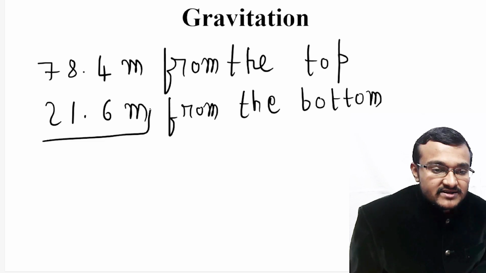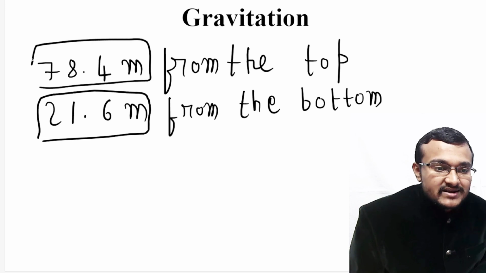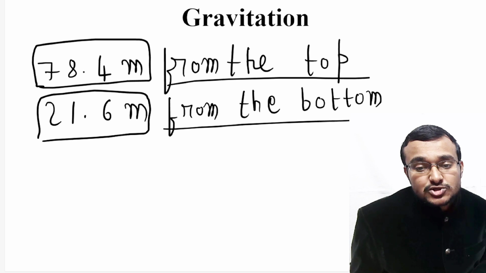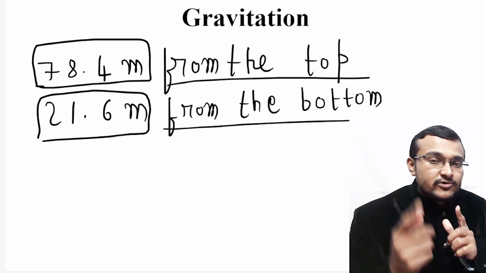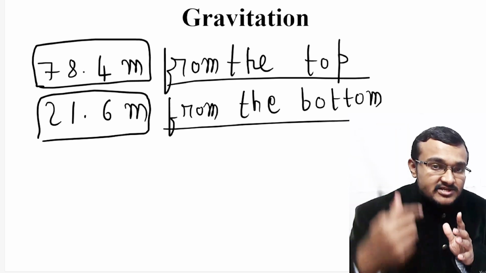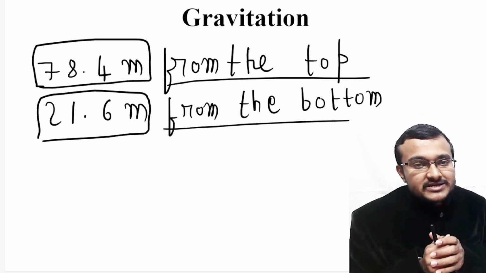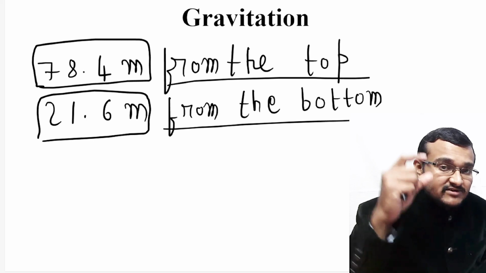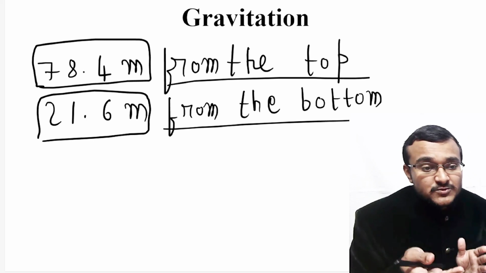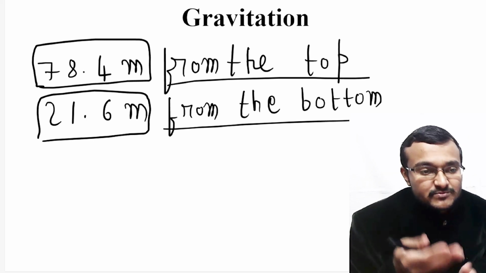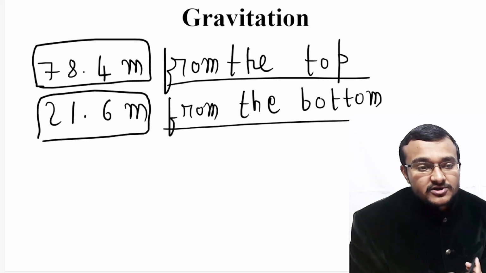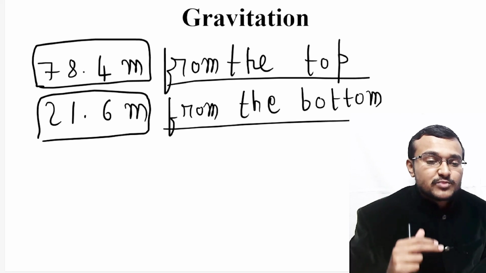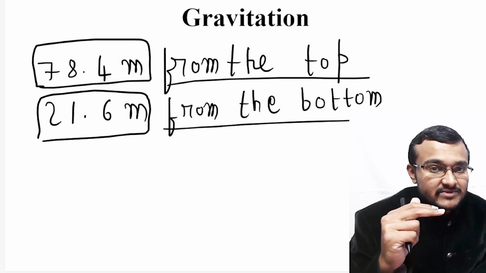You can write either of these, but don't forget to mention from where, either from the top or from the bottom. If you are writing 78.4 meter as the answer, then you have to write from the top. If you are writing 21.6 meter, then it is from the bottom, because the distance traveled by the first stone is h minus h1. h1 is 21.6, so 100 minus 21.6 is 78.4. 78.4 meter is the distance traveled by stone 1, and 21.6 meter is the distance traveled by stone 2.